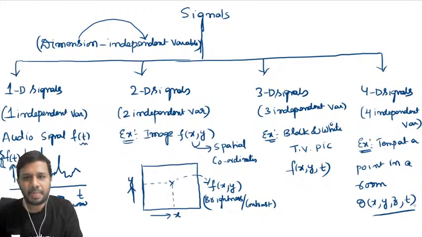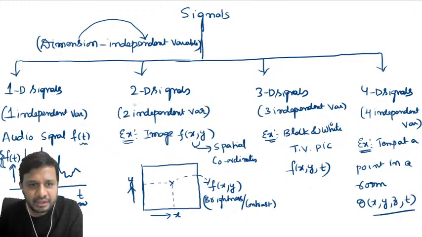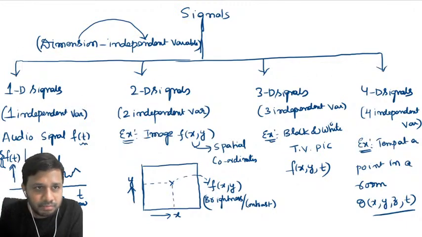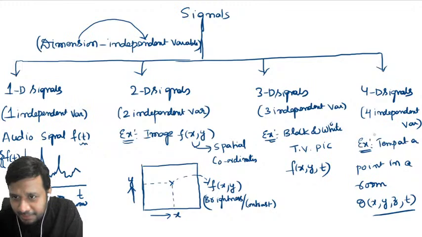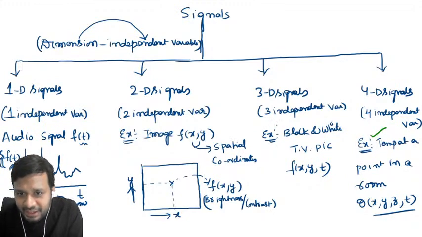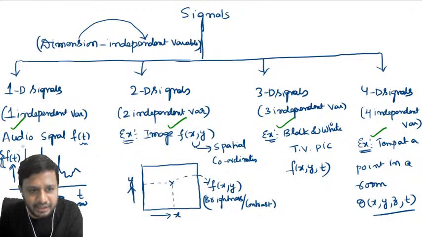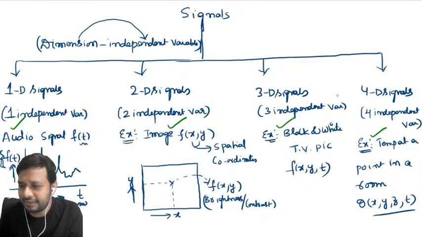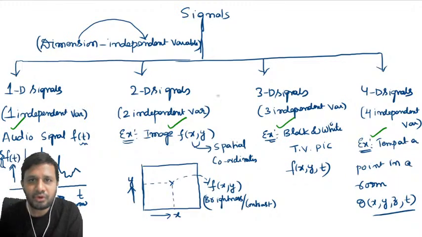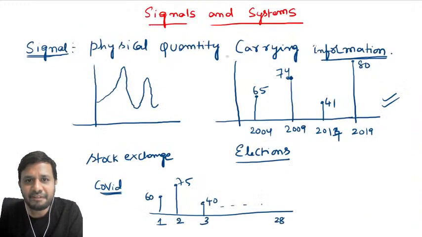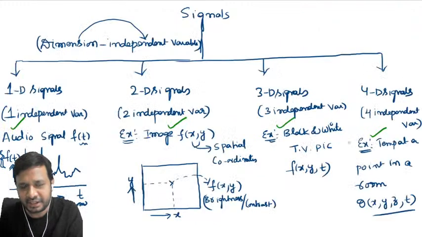Now if you observe, this temperature at a point in a room, this black and white TV picture, or this image, or this audio signal, they all carry some information, right? These all four categories carry some information. So we define a signal as a physical quantity carrying some amount of information.